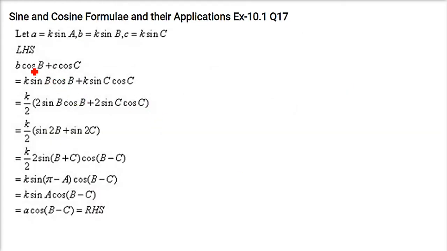Here we have B cos B plus C cos C. So in the place of B, we write K sine B, because A by sine A equals K. Similarly for others. So B we are writing K sine B, for C we are writing K sine C. Now take K common and multiply numerator and denominator by 2. So the denominator is 2, and we take 2 inside with 2 sine B cos B and 2 sine C cos C. Now this 2 sine theta cos theta is what? Sine 2 theta. So it will be sine 2B plus sine 2C. So this will be nothing but sine B plus C cos B minus C.